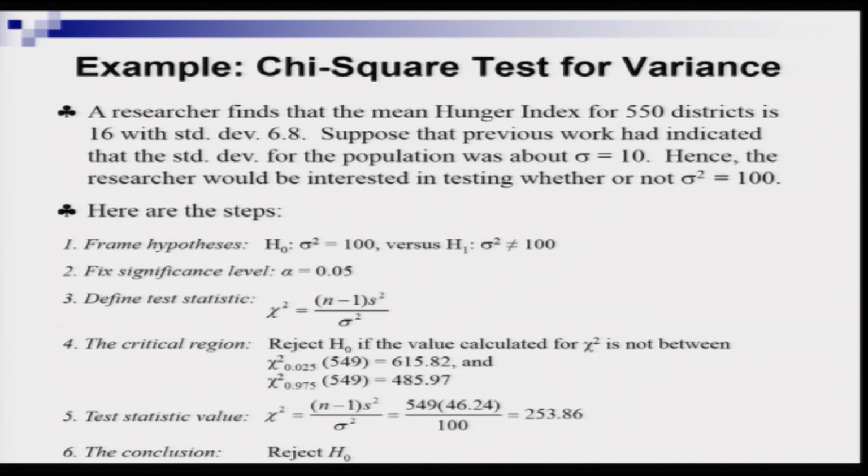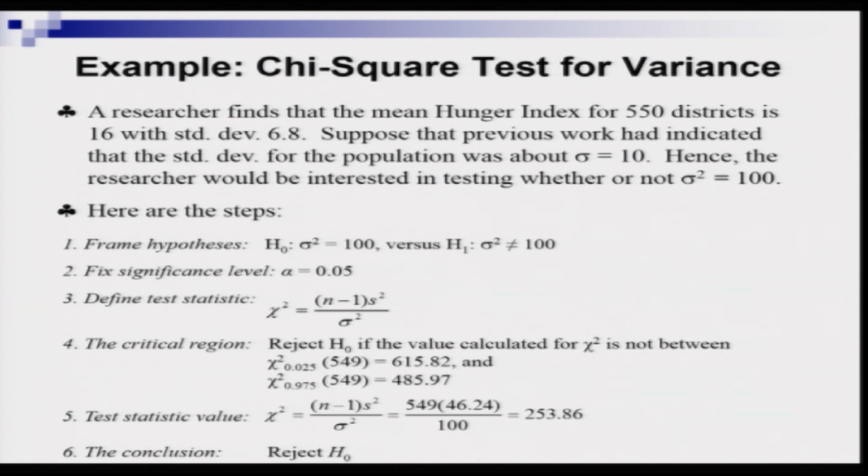Some of you may know that there exists something called the global hunger index that is published by international research organizations annually, and they actually rank countries. So, we take that hunger index in our case, but of course, all fictitious numbers, and this is totally hypothetical. Suppose there is an economics researcher who finds that the mean hunger index for 550 districts in India is 16, and the standard deviation of the hunger index is 6.8.